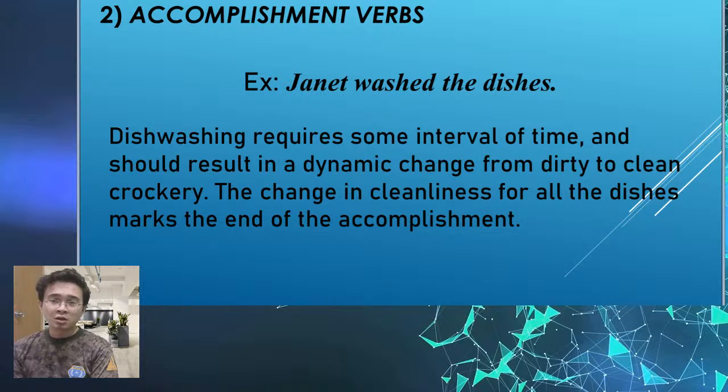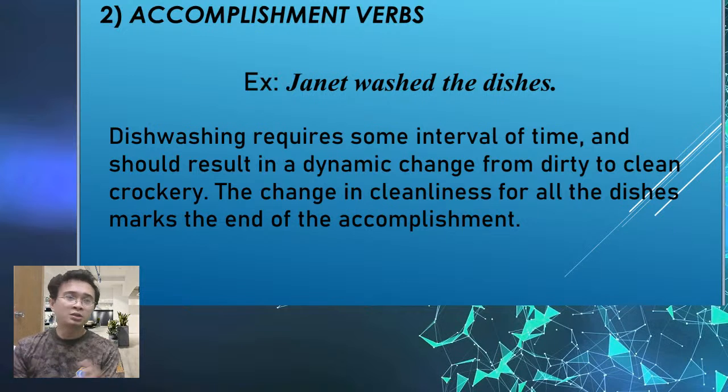So here, dishwashing requires some interval of time. It means it requires a long period or duration of time to finish this action, and it should result in a dynamic change from dirty to clean crockery. So when we wash something, it starts from a dirty plate and becomes a clean plate. So we can say that there is a result of this action. The change in cleanliness for all the dishes marks the end of the accomplishment. So the word wash here shows some result.